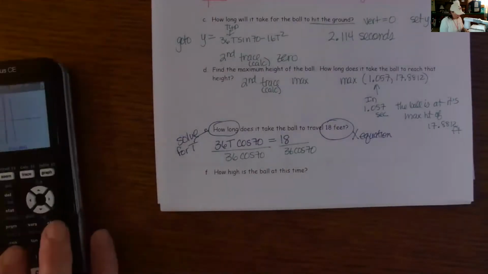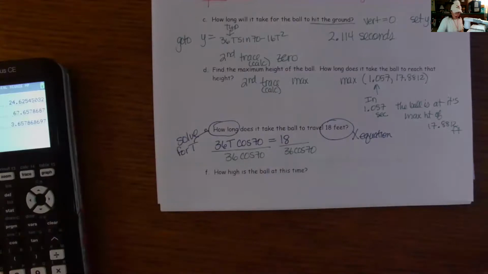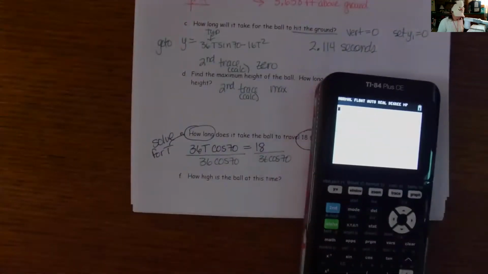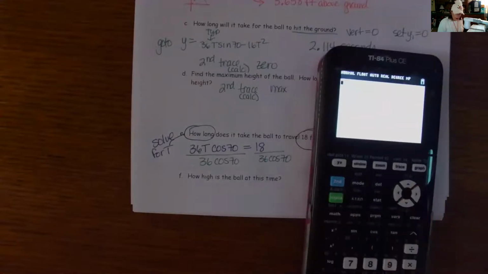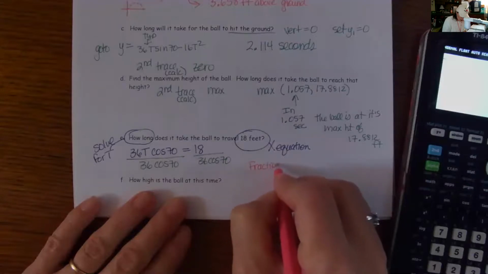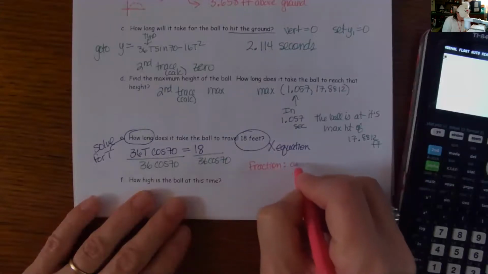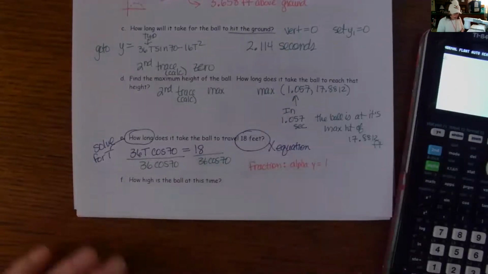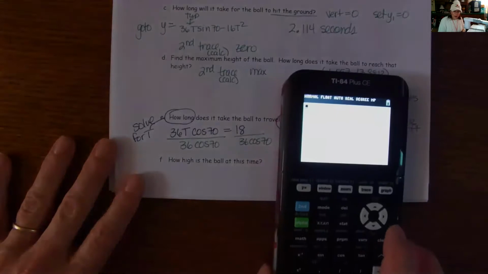Now, how do you get a fraction on your calculator? If you don't wrap parentheses around this, it'll come out wrong if you don't use the fraction button. What's the fraction button? Alpha, which is the green button, alpha y equals 1. Let's put a note: fraction, alpha y equals 1. Now you just type in exactly what you see.